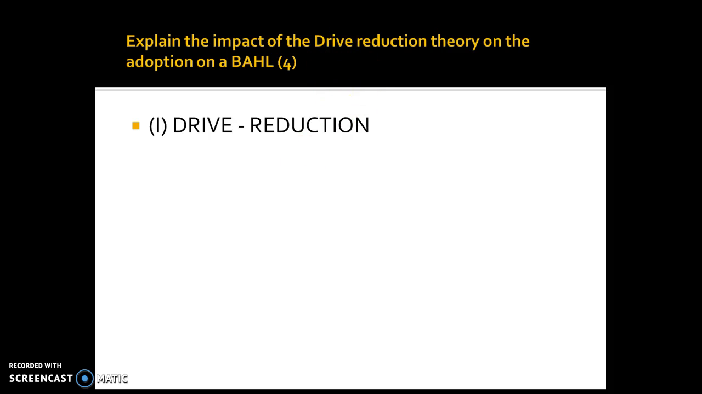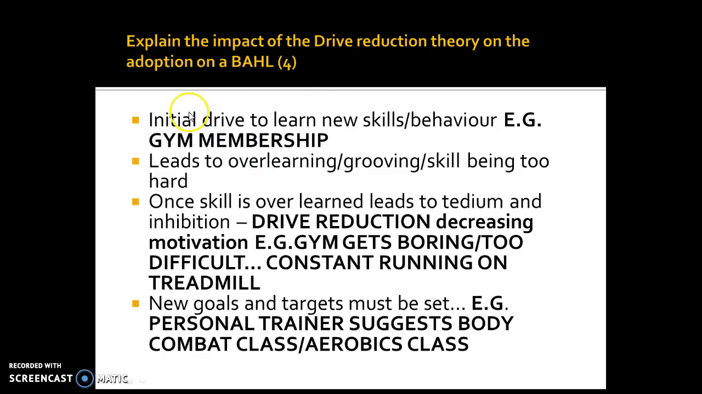Going on from there then. Next one, initial drive to learn a new skill or behaviour, e.g. gym membership. You have the initial drive when you get that gym membership to go to the gym. After you've mastered the skill or overcome the goal, this leads to overlearning, grooving the skill, or the skill being too hard. Once the skill is overlearned, you can have tedium. This can lead to something called inhibition, where you lose that motivation to commit to something.